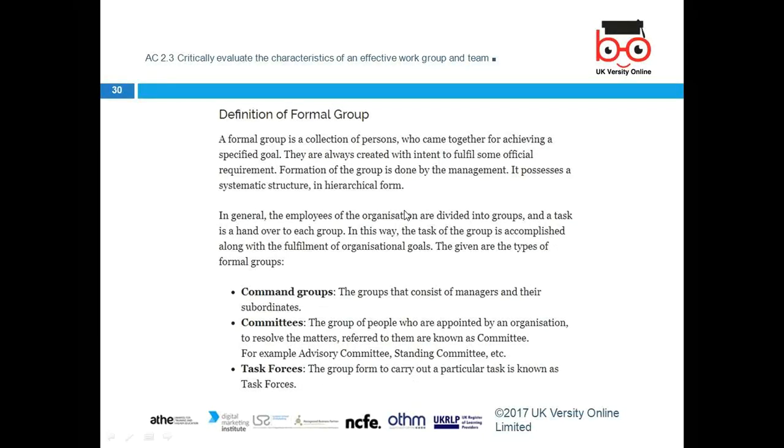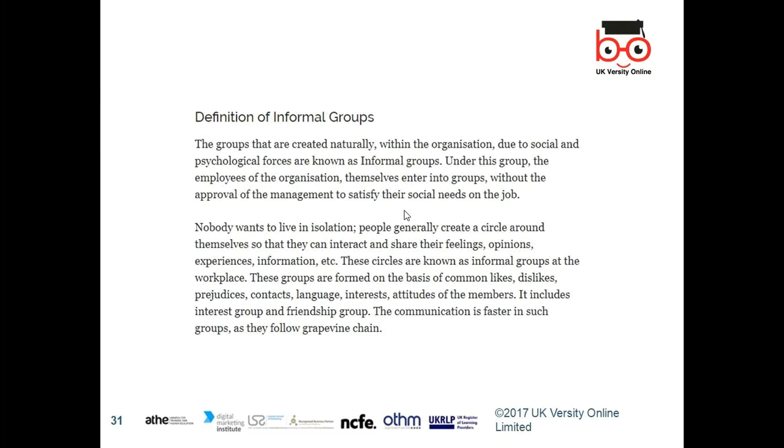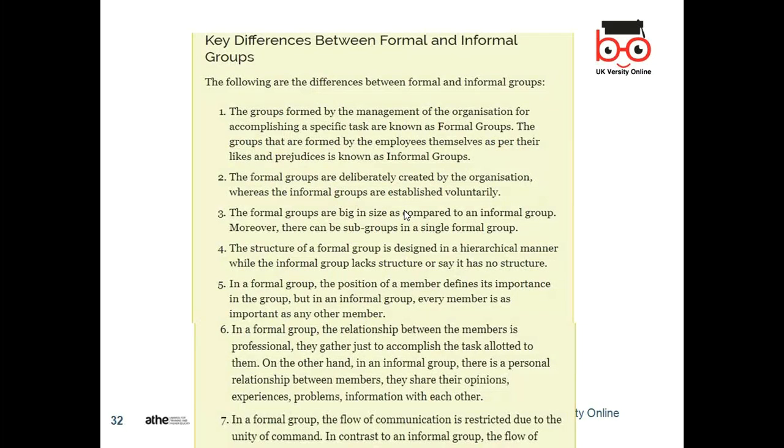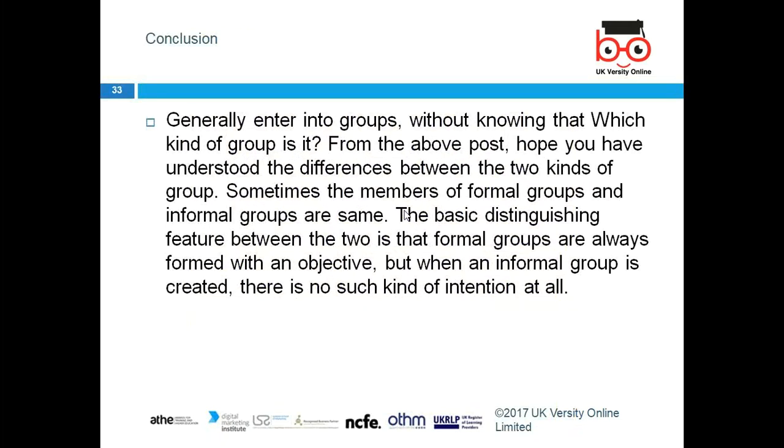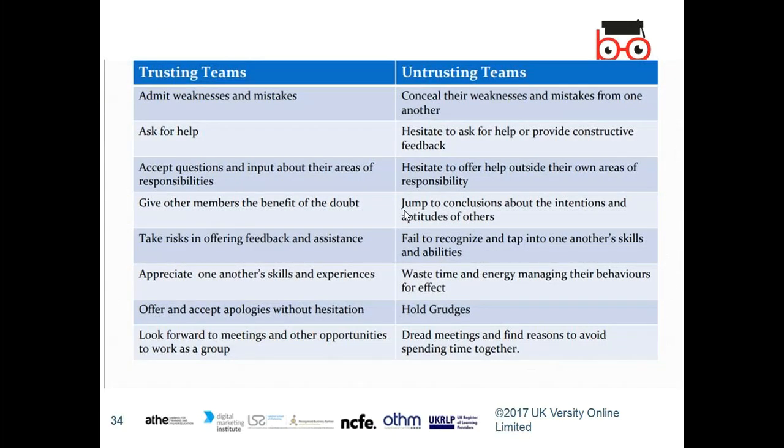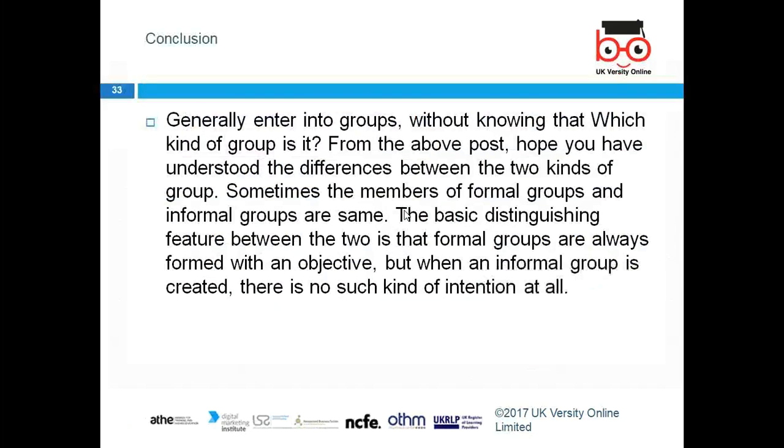Okay, so next we discuss the definition of a formal group. Then we can define an informal group, like we mentioned earlier. The key difference between formal and informal groups is that a formal group is formed by the management or organization. That's the key point to address. Generally, people enter a group without knowing what kind of group it is. Without knowing, we can call it an informal group; otherwise we can call it a formal group. So that's the key difference between formal and informal groups.